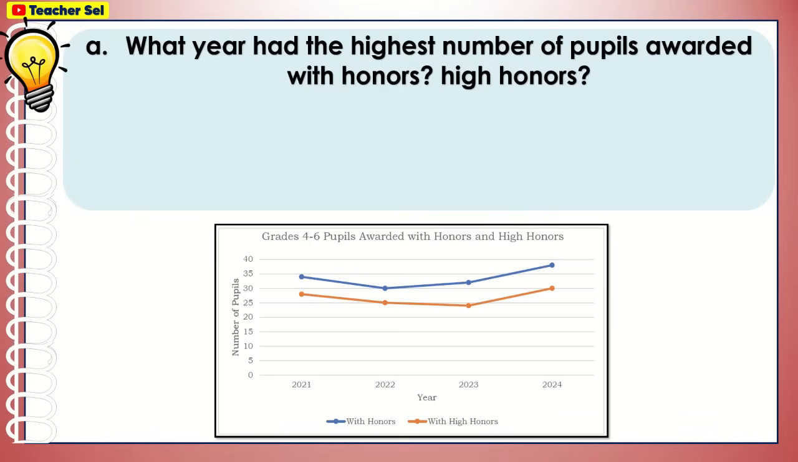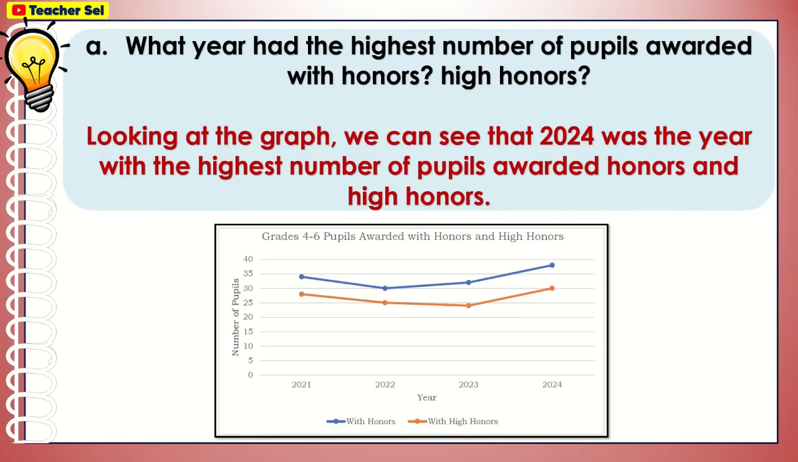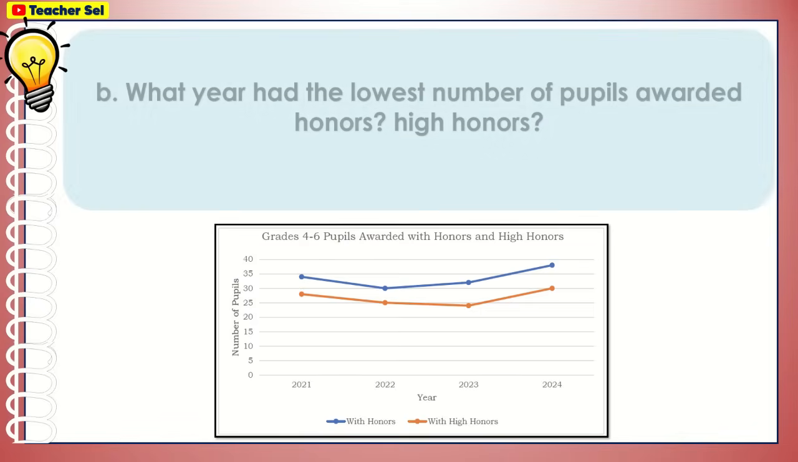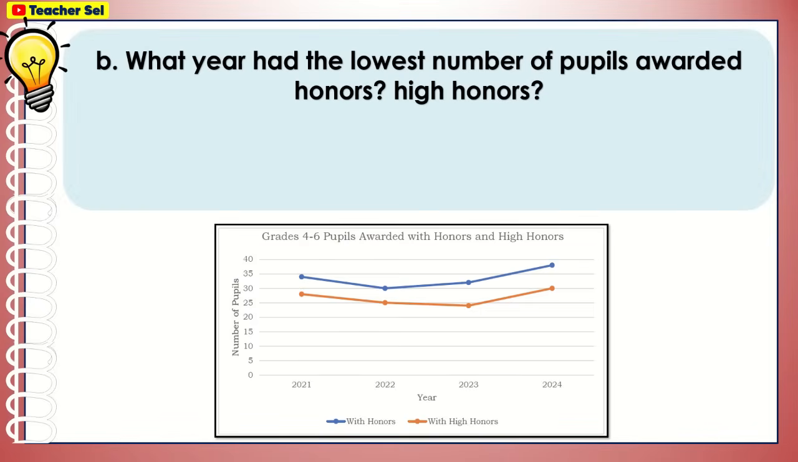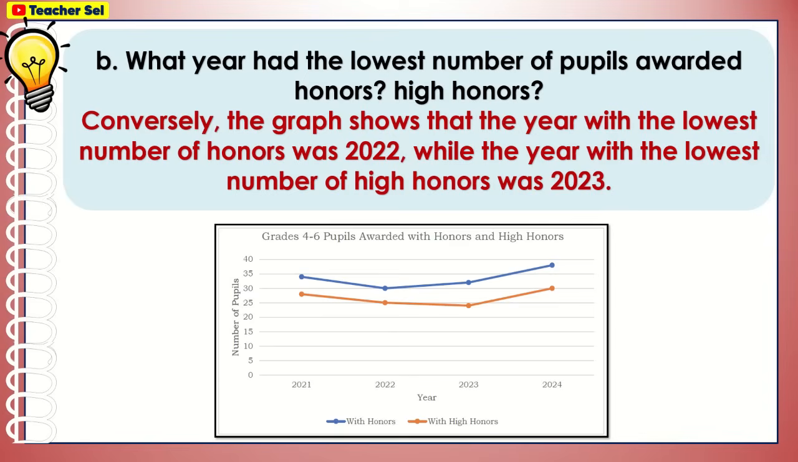What year had the highest number of pupils awarded with honors, high honors? Looking at the graph, we can see that 2024 was the year with the highest number of pupils awarded honors and high honors. What year had the lowest number of pupils awarded honors, high honors? Conversely, the graph shows that the year with the lowest number of honors was 2022, while the year with the lowest number of high honors was 2023.